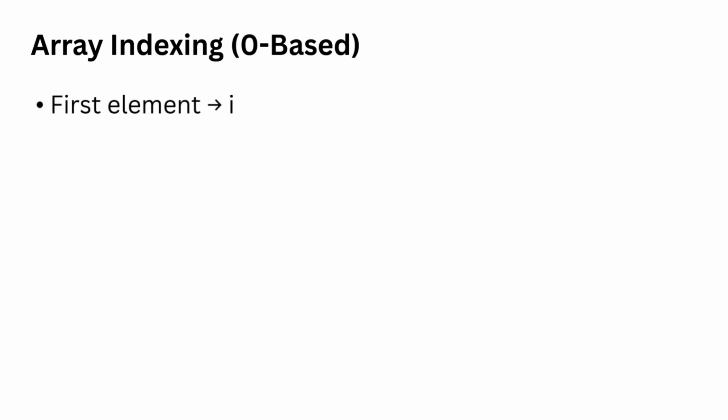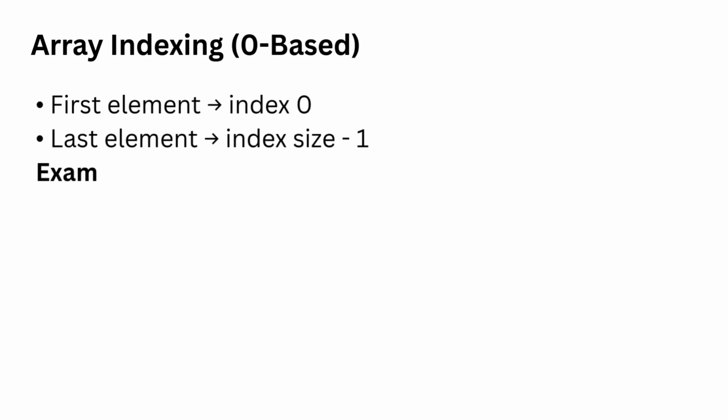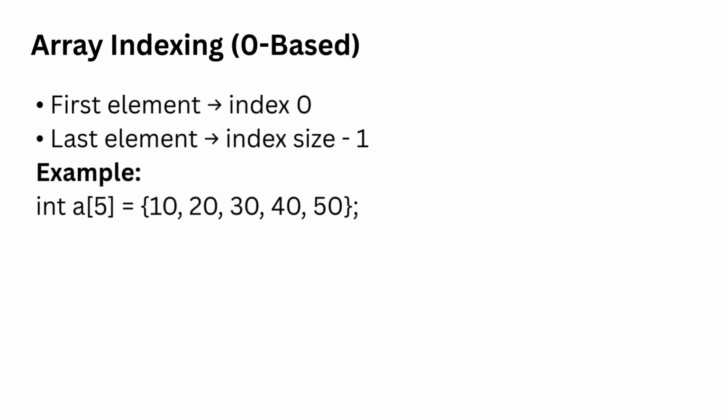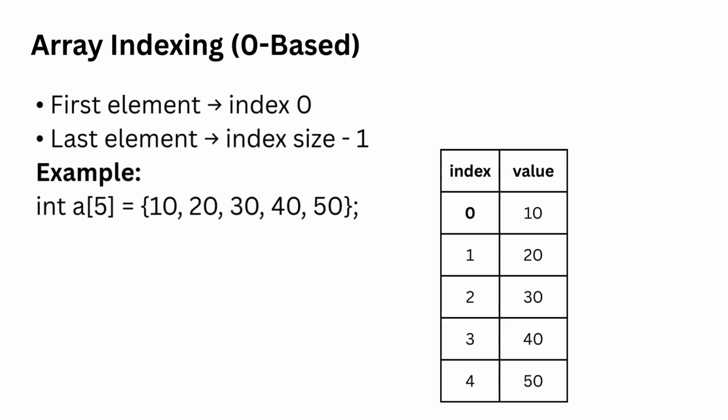In an array, the first element represents index 0, and the last element represents index size minus 1. That means the last element of the array will be stored in the size minus 1 position. If the size is 5, the last element will be stored in the fourth position, and the first element is stored in index 0 position. Here we see that a has 5 values. For index 0 it is 10, for index 1 it is 20, for index 2 it is 30, for index 3 it is 40, and for index 4 it is 50.